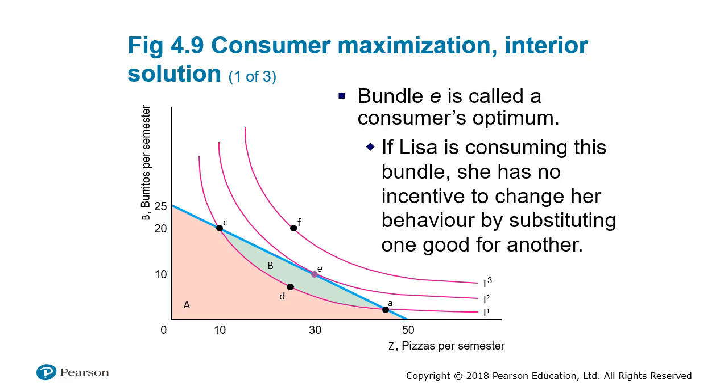Bundle E is called the consumer's optimum. If Lisa's consuming bundle E, she doesn't have any reason to change away from it because bundle E is on the highest indifference curve that she can possibly reach given her budget constraint. So another way of thinking about this is to say, given her budget constraint, what is the highest indifference curve that the consumer could reach? And you look for the consumption bundle on that indifference curve that just touches the budget line.